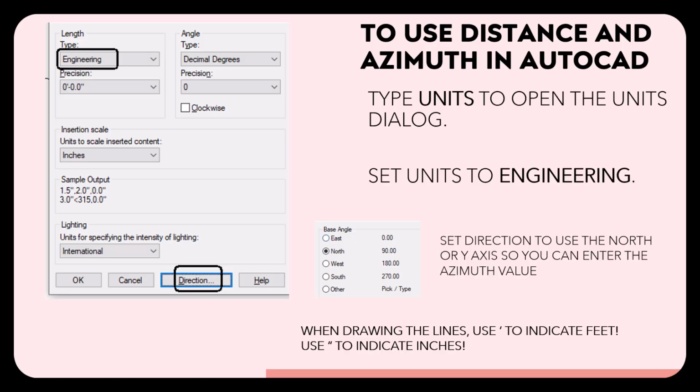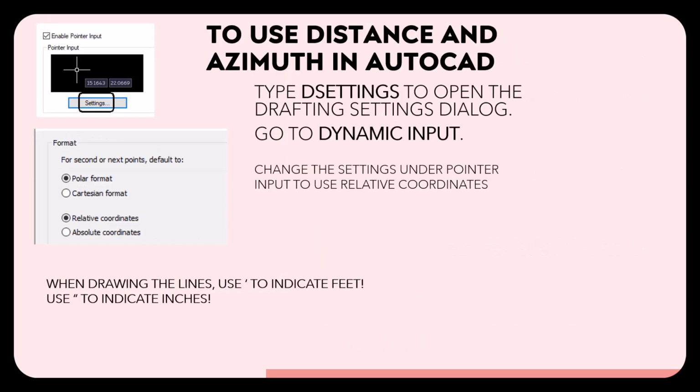So to use distance and azimuth in AutoCAD, you type units to open the units dialog, set your units to engineering, and then click that direction button. Set the direction to use the north or y-axis so you can enter the azimuth value. When drawing the lines, use apostrophe to indicate feet and use quotation marks to indicate inches.